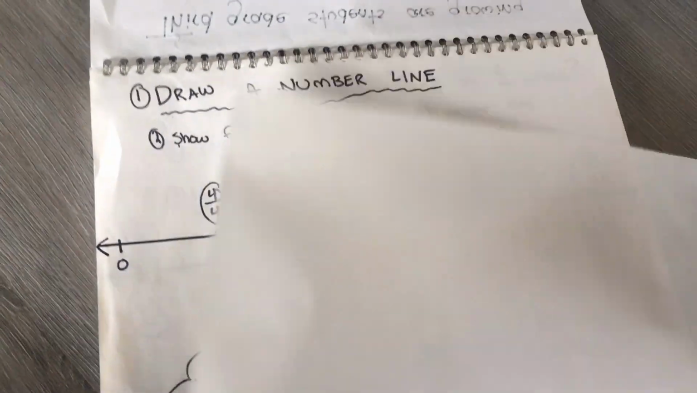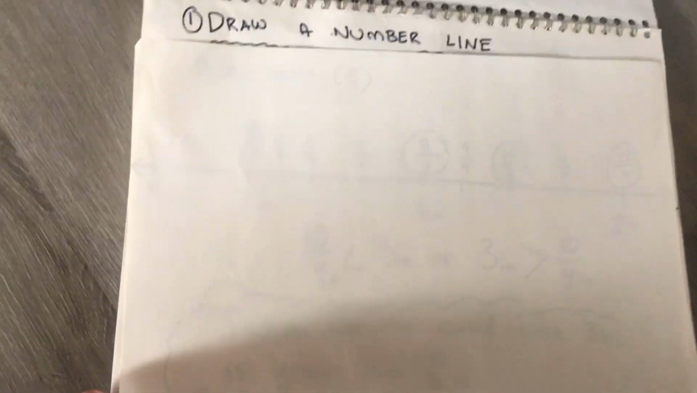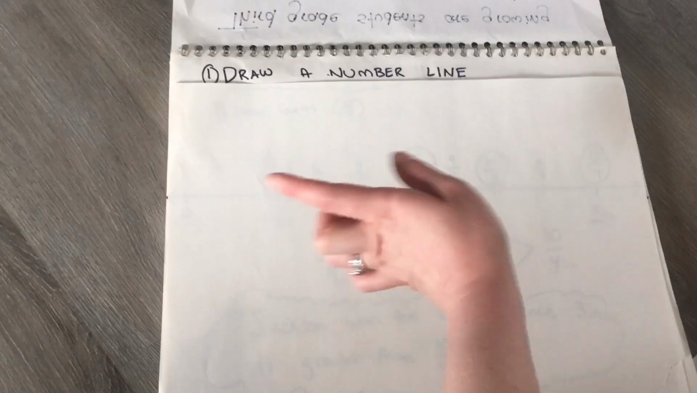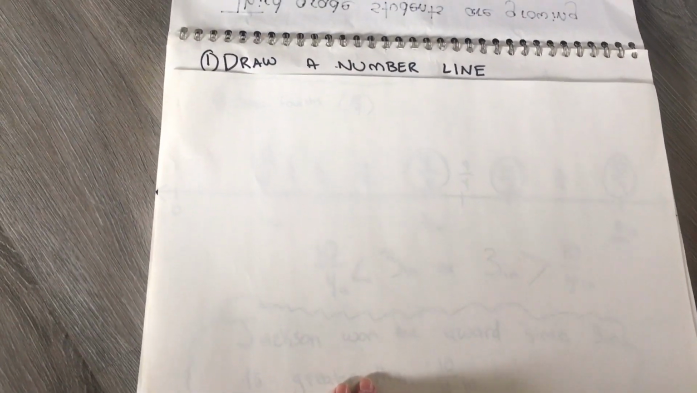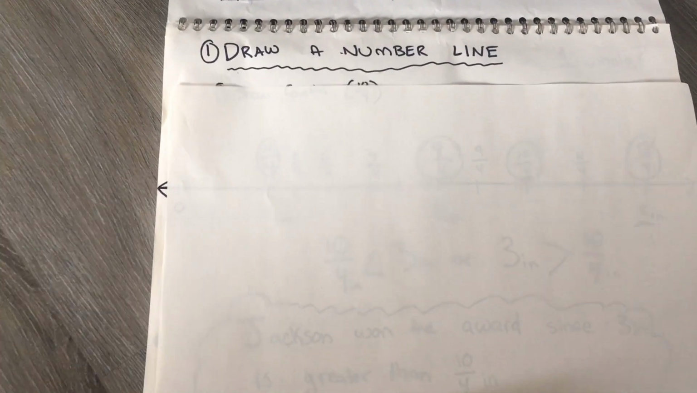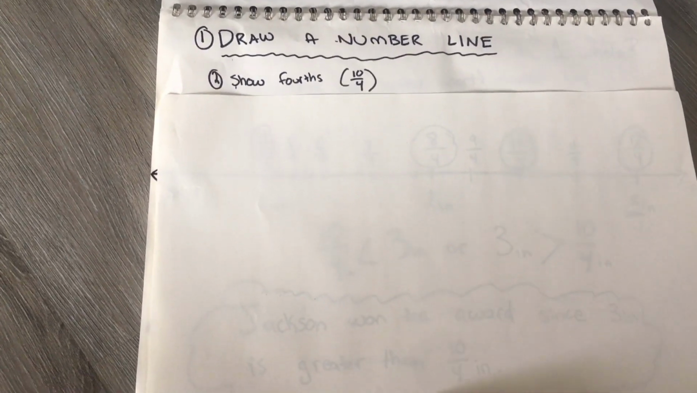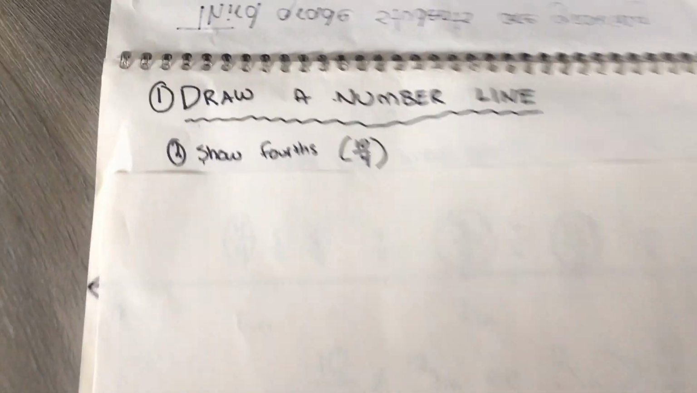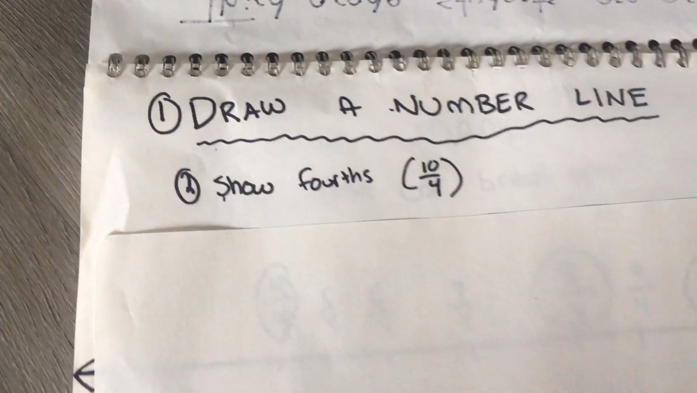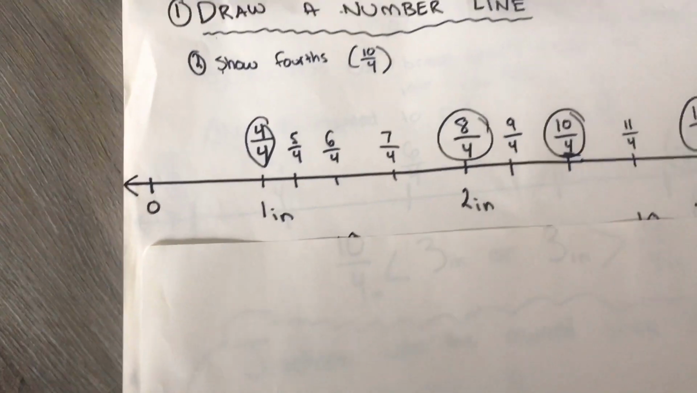So the first thing we need to do is draw a number line. Partition it off. Remember that's 0. It goes all the way here. You don't have to worry about 0. It's there. We just don't see it. That arrow shows us that that's true. So you need to also show fourths, particularly 10 fourths. You need to show 10 fourths. So here's what my number line will look like.